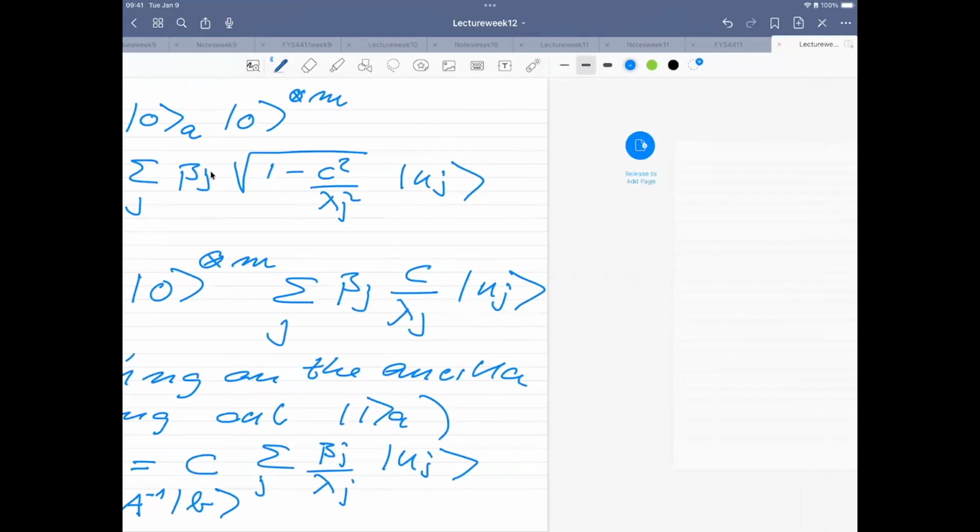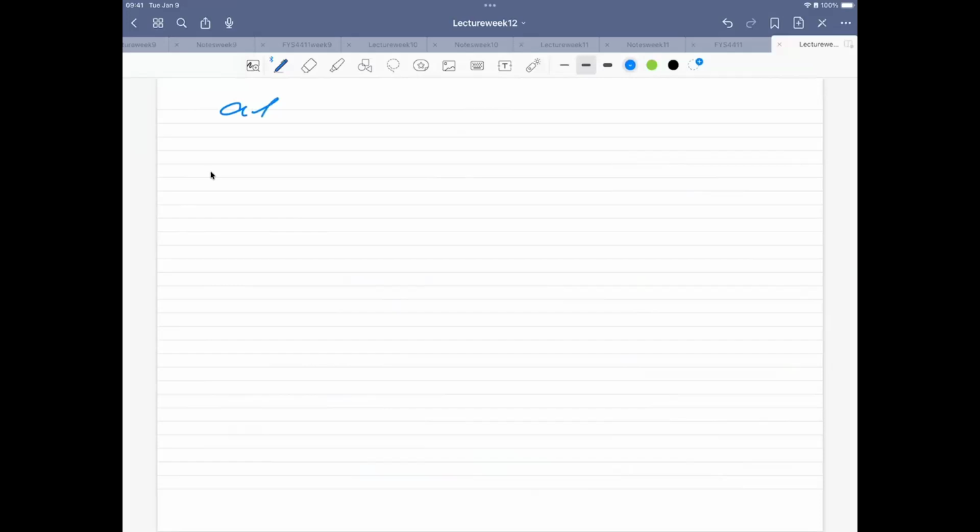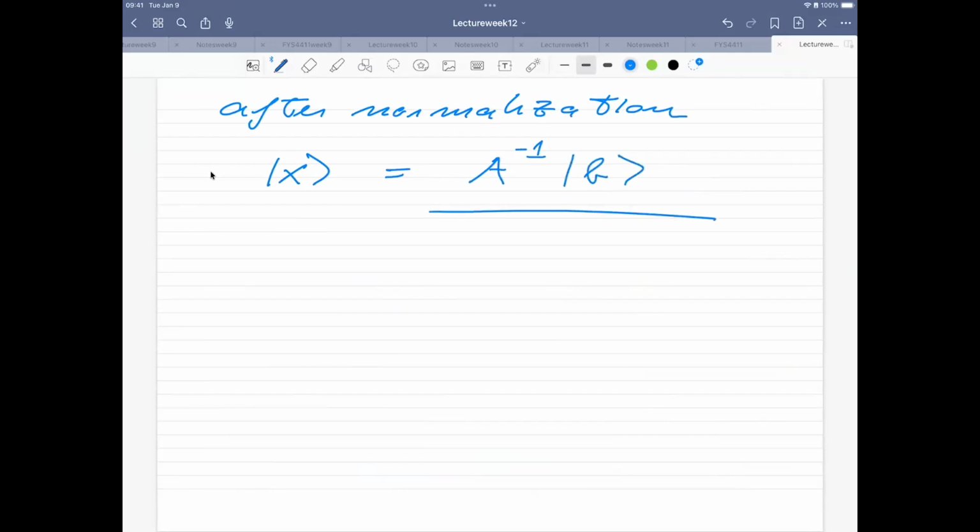So let me just put this down. So after normalization, what we get then is the desired state. So this is given by A inverse multiplied with this vector B divided by the norm of A^-1 times B. So this is just the norm 2. And this is the final answer. And this is actually what we want.